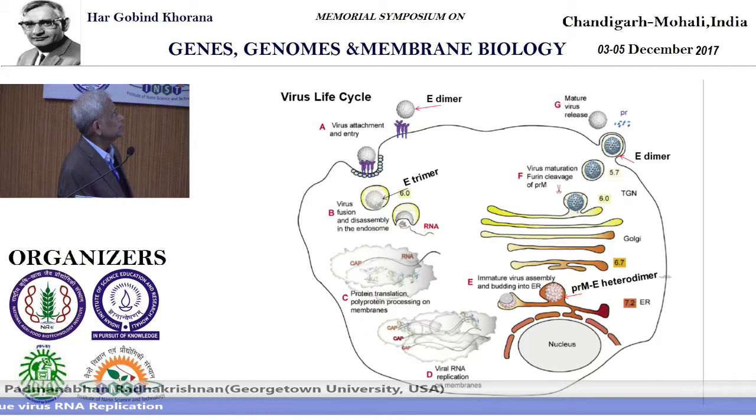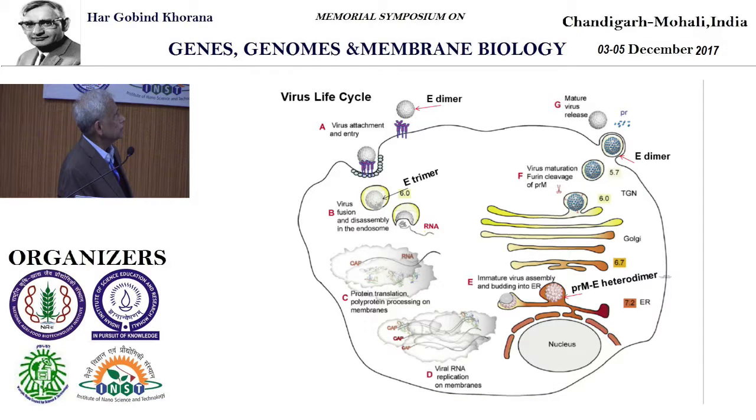The virus binds to a specific receptor and is internalized and goes to the endosome. The acidic pH causes the conformational change of dimeric envelope to trimeric envelope. And then there is a release of viral RNA, which is translated in the endoplasmic reticulum by the host translation system. It's a cap-dependent translation. And then the polyprotein processing by the viral as well as cellular proteases takes place.